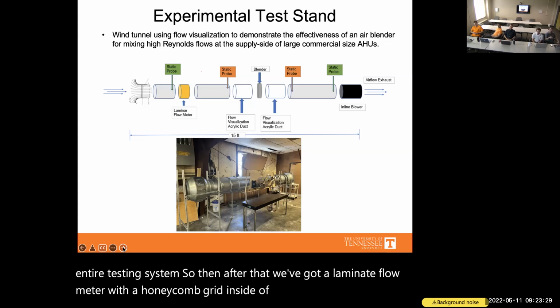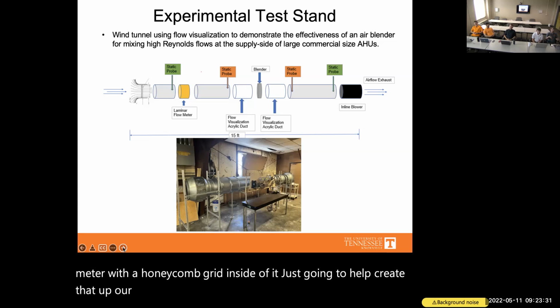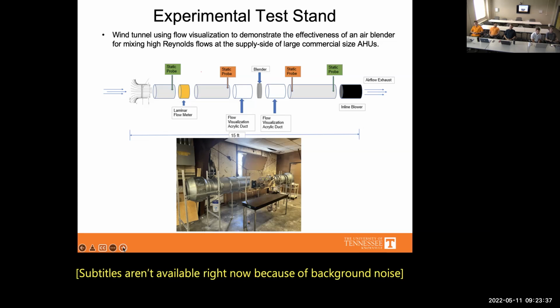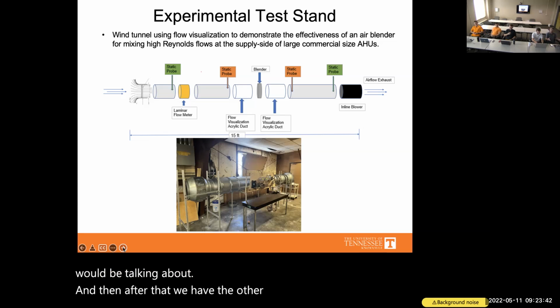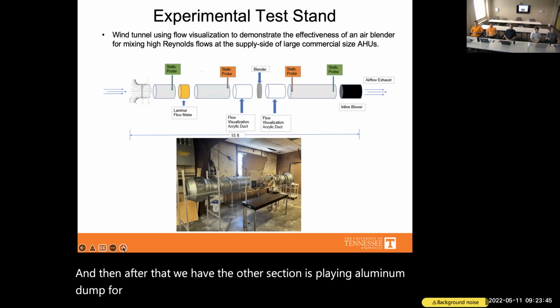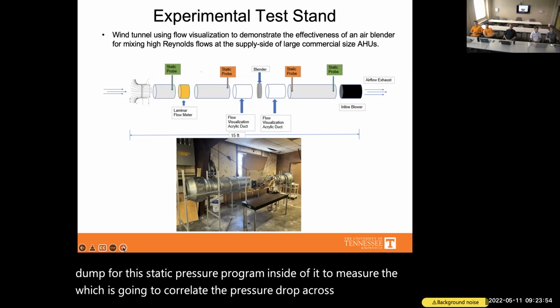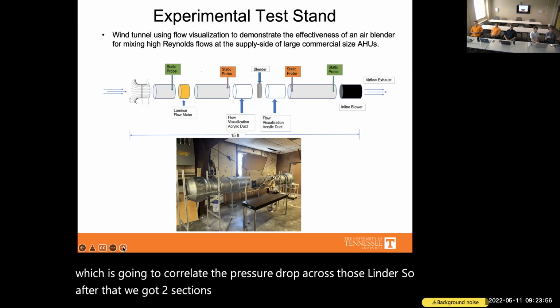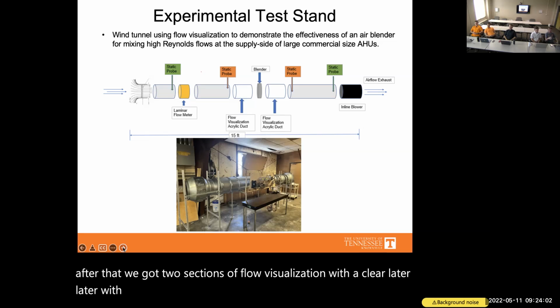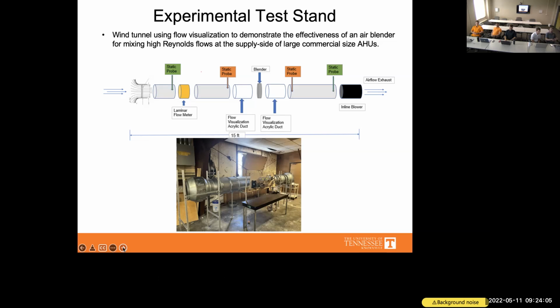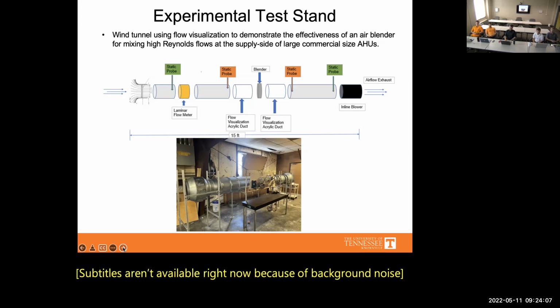it. It's just going to help straighten out our air. And we've got a hot wire anemometer inside of there that will be measuring different things that we will be talking about in our sensor section. Then after that, we have another section of plain aluminum duct with a static pressure probe inside of it, which is going to correlate to the pressure drop across the blender. After that, we've got two sections of flow visualization acrylic duct that we'll be showing you later, with the blender in the middle of it to ensure that we've got a good mixing of the air and the ions once we start injecting ions in our test stand.